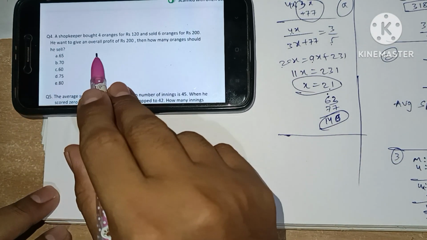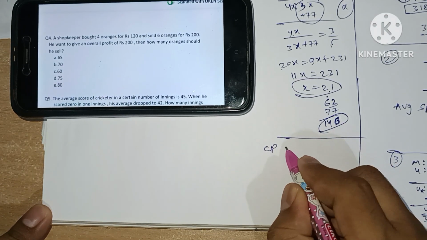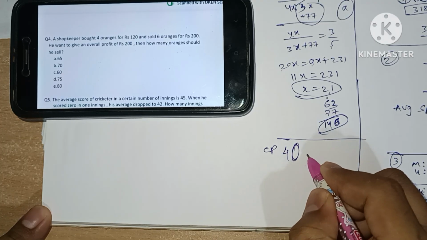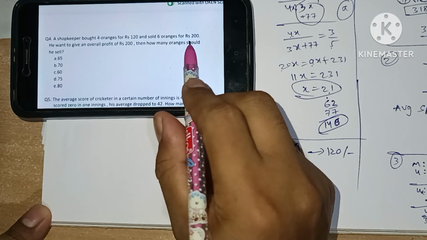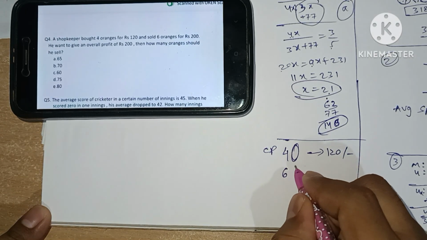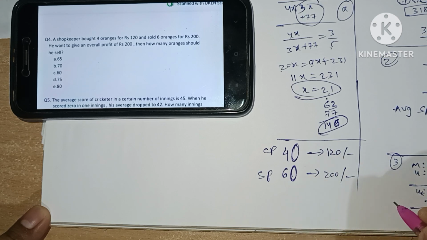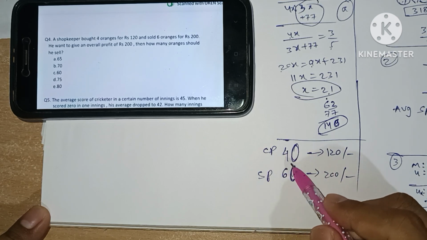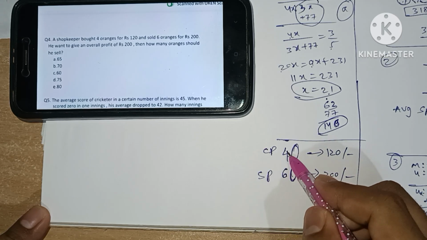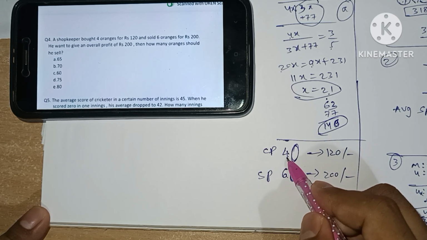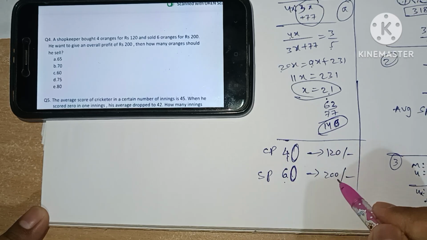A shopkeeper bought 4 oranges for rupees 120. So the cost price of 4 oranges is 120 rupees, and he sold 6 oranges for rupees 200. Here we cannot get any clarity about whether we get profit or loss because of these two. Here he has 4 oranges, and here he sells 6 oranges, and the price is also different.